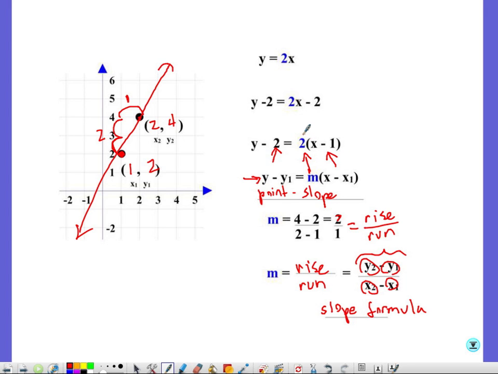So here we just go back to the fundamentals. You have to distribute the 2, which gives you 2x minus 2. And then to solve for y, you add 2 to both sides. And what you get in the end is the equation that we started with, which is y equals 2x, which can also be written as f of x equals 2x. So that takes us back to the function that we started with, and that completes the function cycle.